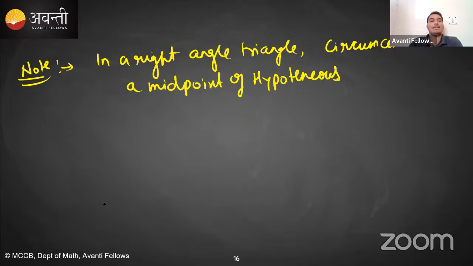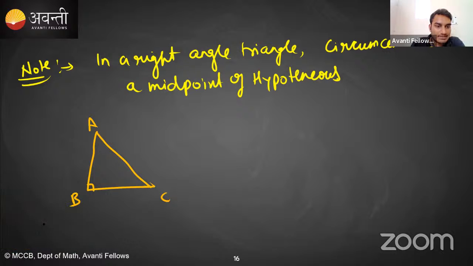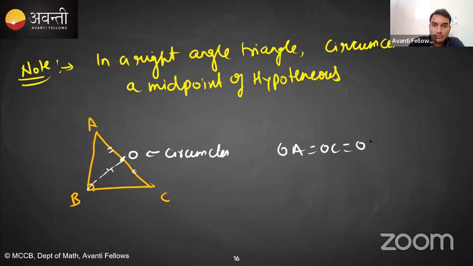Okay, in a right angle triangle, the circumcenter will be the midpoint of the hypotenuse. Let's say this is a right angle triangle ABC, and this point, which is the midpoint of AC, would be the circumcenter. Clear? Circumcenter means all of these are equal, that is OA equals OC equals OB. So this is one more point that you have to note here.